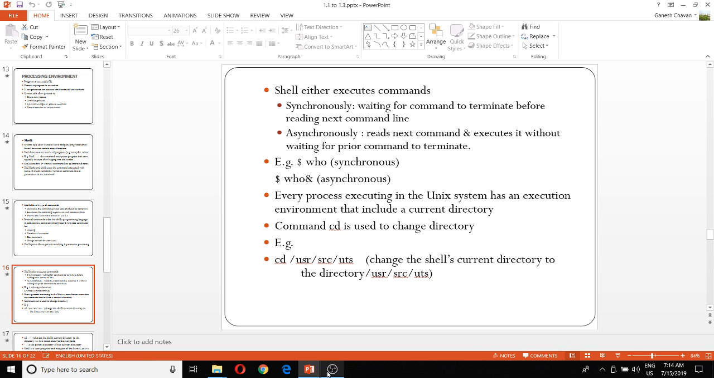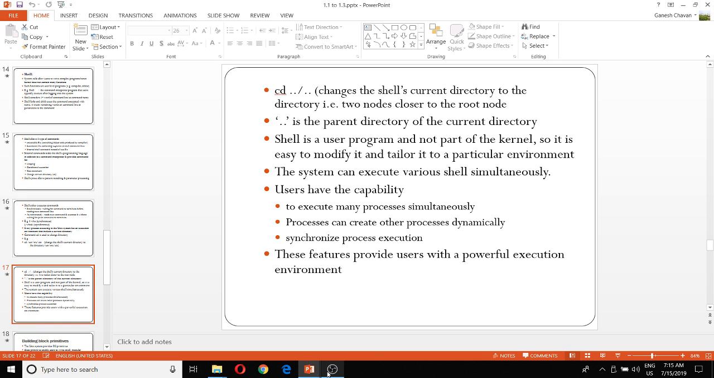Every process executing in the Unix system has an execution environment that includes a current directory. The command cd is used to change this current directory. Examples are: cd /user/src/uts changes the shell's current directory to the directory /user/src/uts. cd ../.. changes the shell's current directory to the directory that is two nodes closer to the root node. Double dot is the parent directory of the current directory.